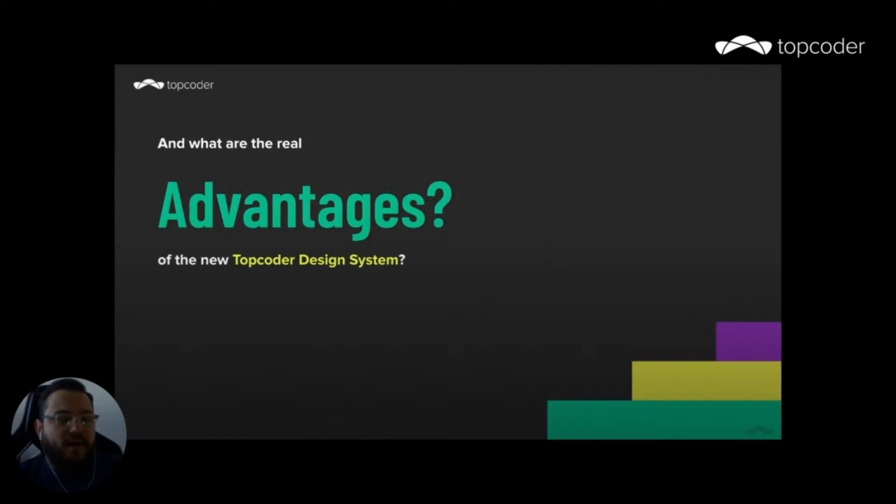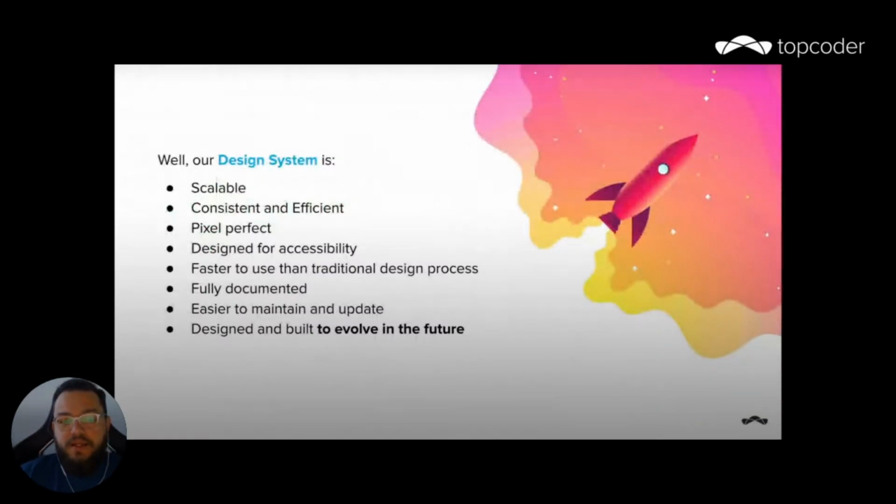But what are actually the real advantages with our brand new Topcoder design system? So this is really awesome, and I wanted to show you why. Our design system is scalable. So this means that we can add more components in the future. It's consistent and efficient. It's pixel perfect. It's designed for accessibility, as I mentioned before. It's faster to use than traditional design process.